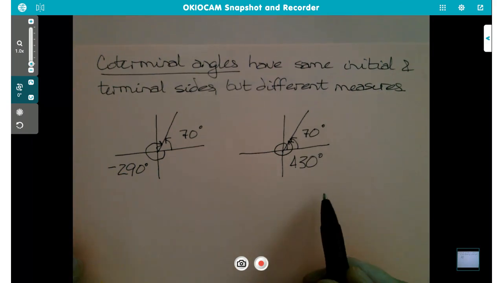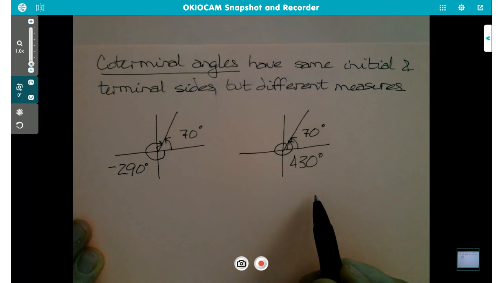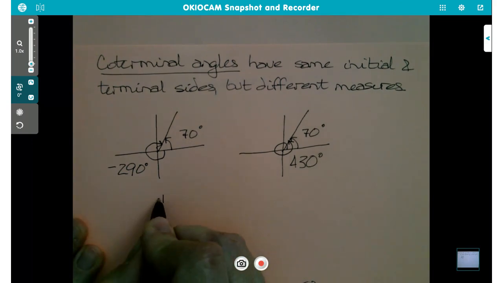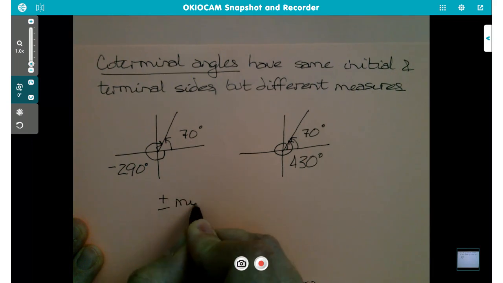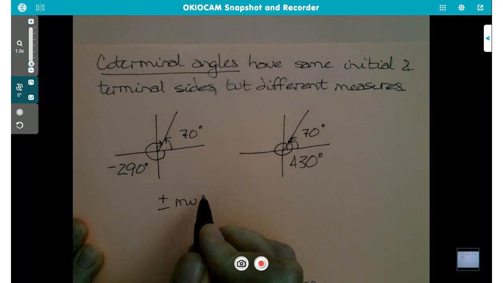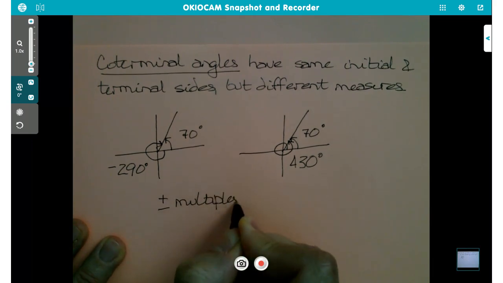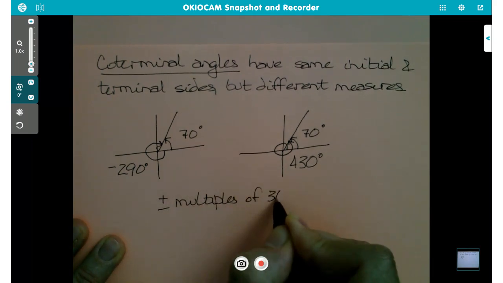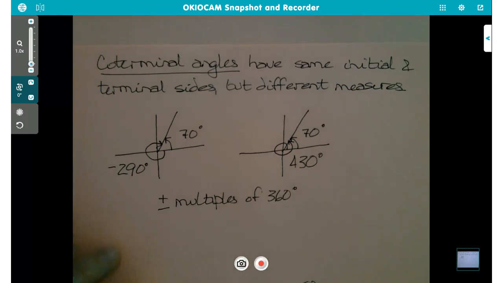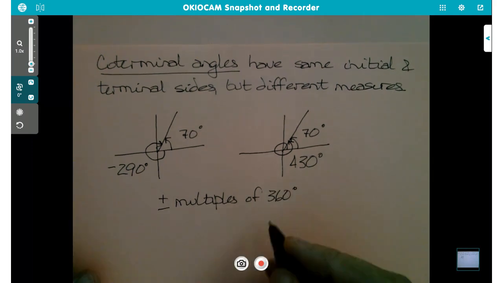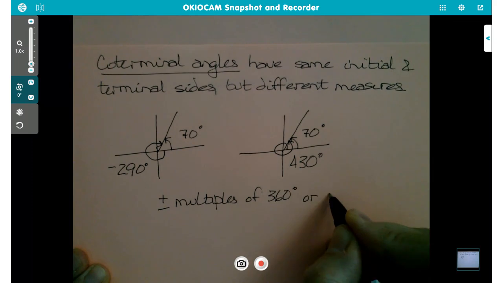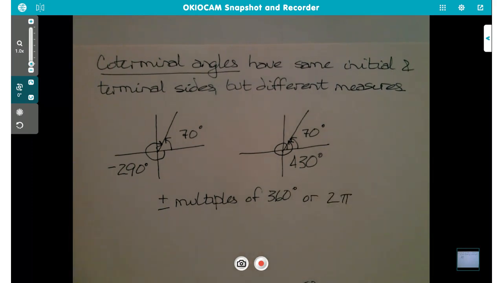So the way we can get angles that are coterminal with a given angle is by adding or subtracting multiples of complete revolutions, multiples of 360. Or if we happen to be in radians, complete revolutions, we're going to call 2 pi.